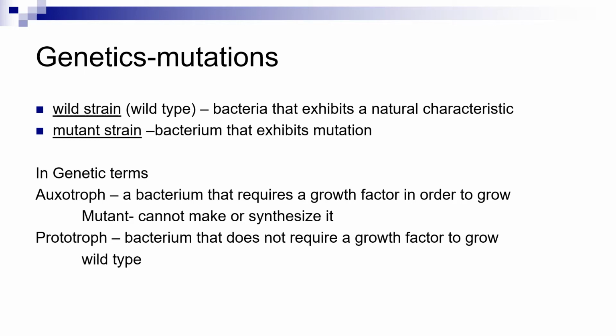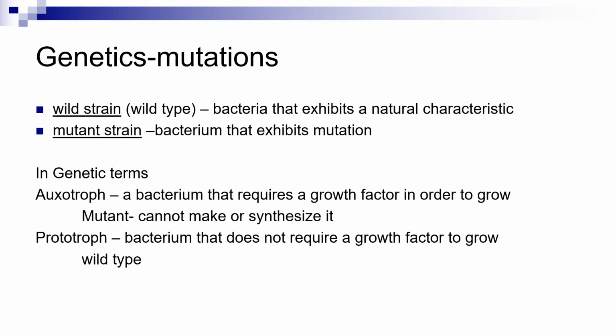So a wild type would be the initial strain, and then a mutant strain would be the bacterium that exhibits the mutation. And in that case, the mutation isn't necessarily a bad mutation. It's something that we actually want to show that we can do for that particular lab, but it does tell us that it's different than the wild type. So in generic terms, there's two terms we use, and that's an auxotroph. An auxotroph is something that requires a growth factor in order to grow. It means that the mutant cannot make or synthesize it, all right?